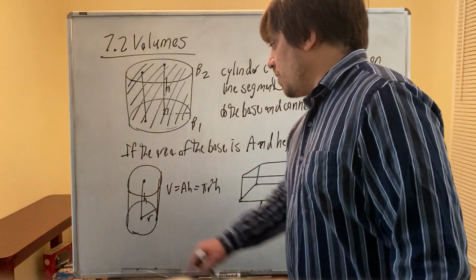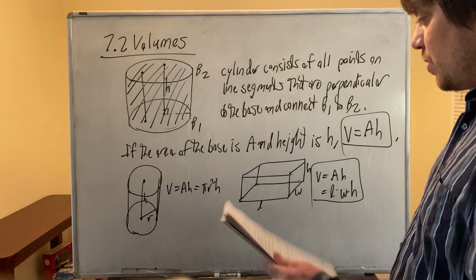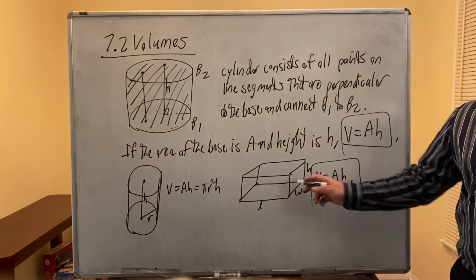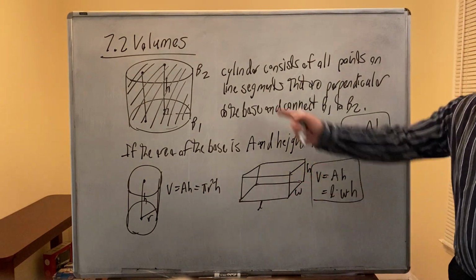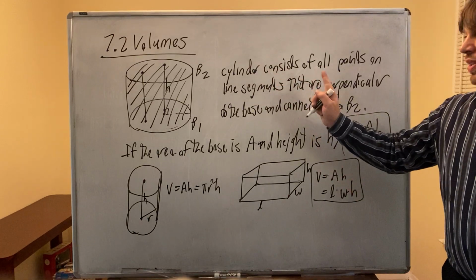So length times width times height is the volume of that. Pi r squared h is the volume of that. Those are two types of cylinders. This box is also considered a cylinder because it's defined in such a way. You can make it like that.